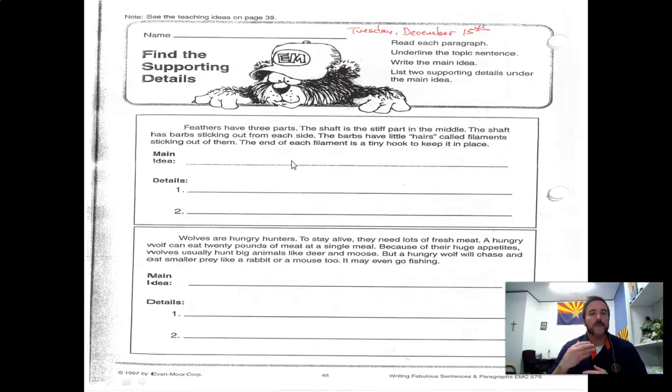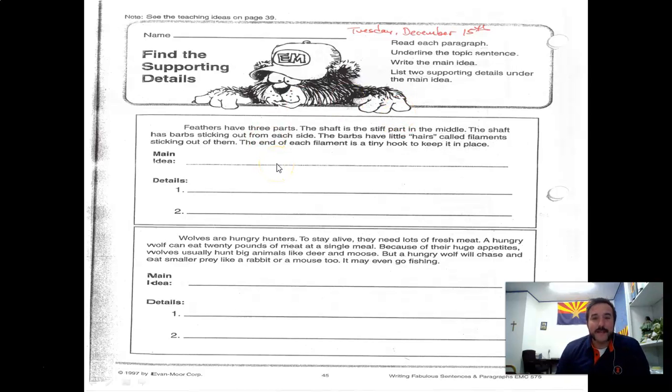Again, the whole focus is here just so you understand the anatomy or how a paragraph is made up. Then, list 2 supporting details under the main idea. Yes, you need to write them. Yes, you're going to be okay. There's only 6 things to write. So if you wonder where's the details, remember that's everything after the main idea, everything after the topic sentence. Those are the supporting details.